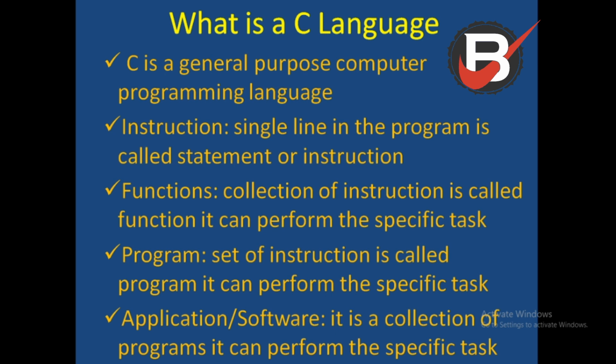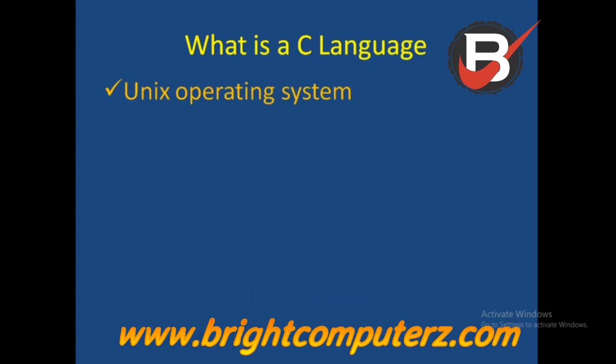Why was C implemented? It was to implement the Unix operating system. An operating system is an interface between the user and the computer. Windows, Linux, Android are operating systems. The first one, Unix, is an operating system built on the C language. So this is about the C language. By using C language, we can make entire software.